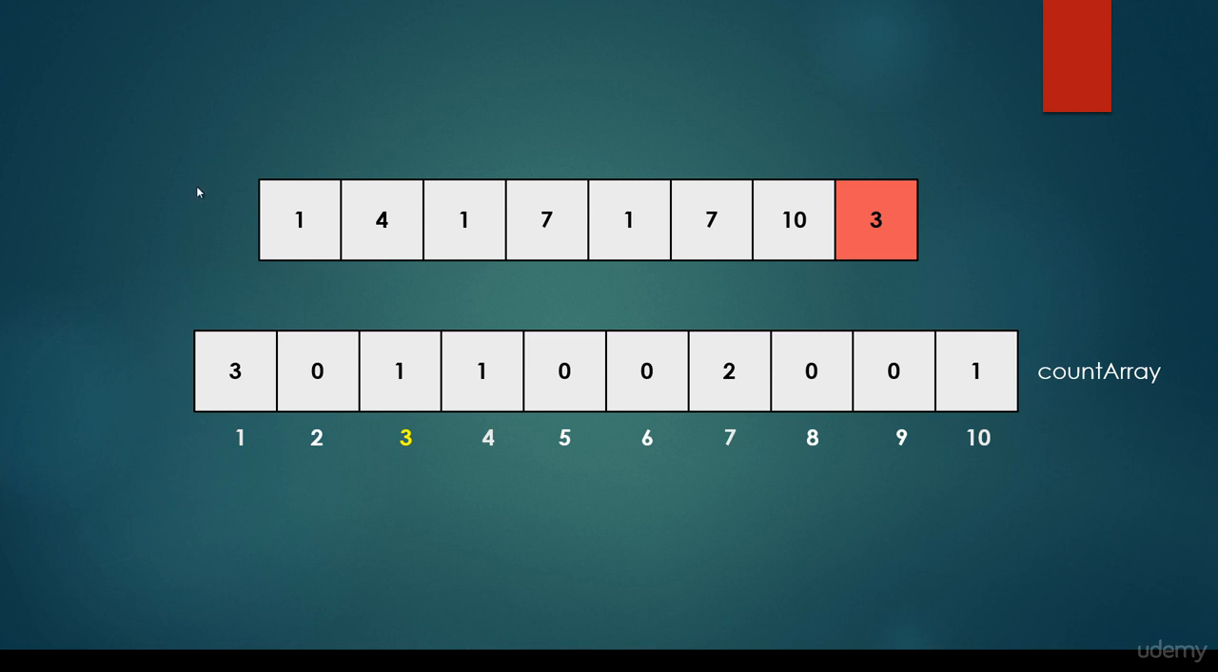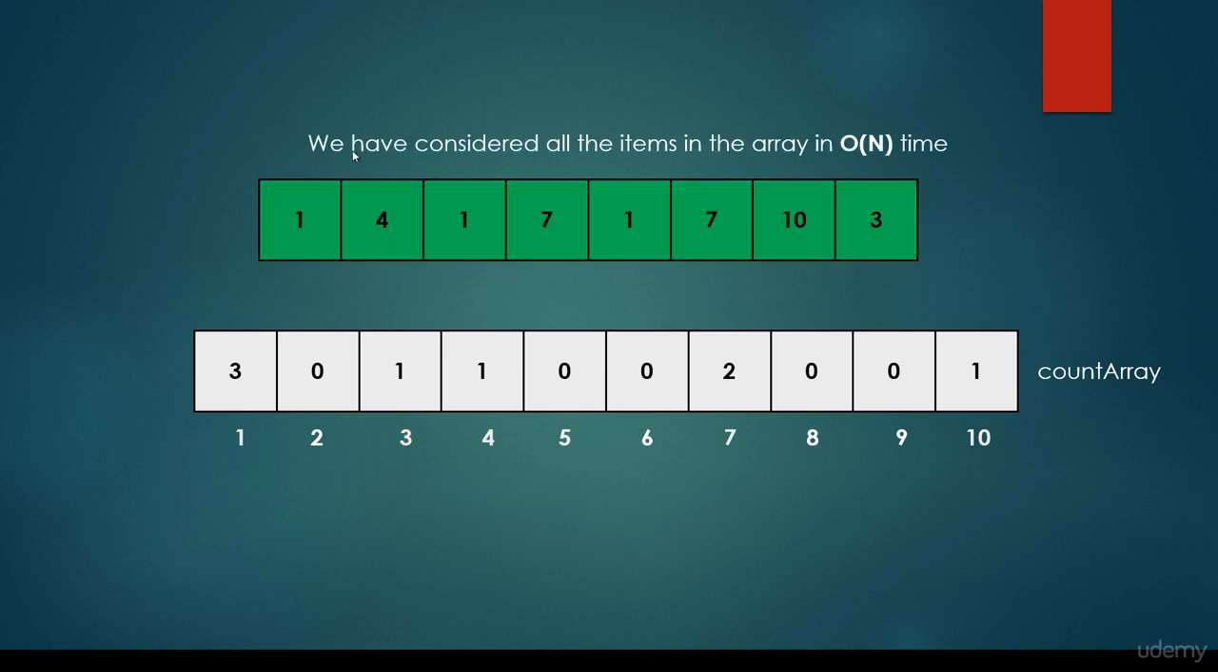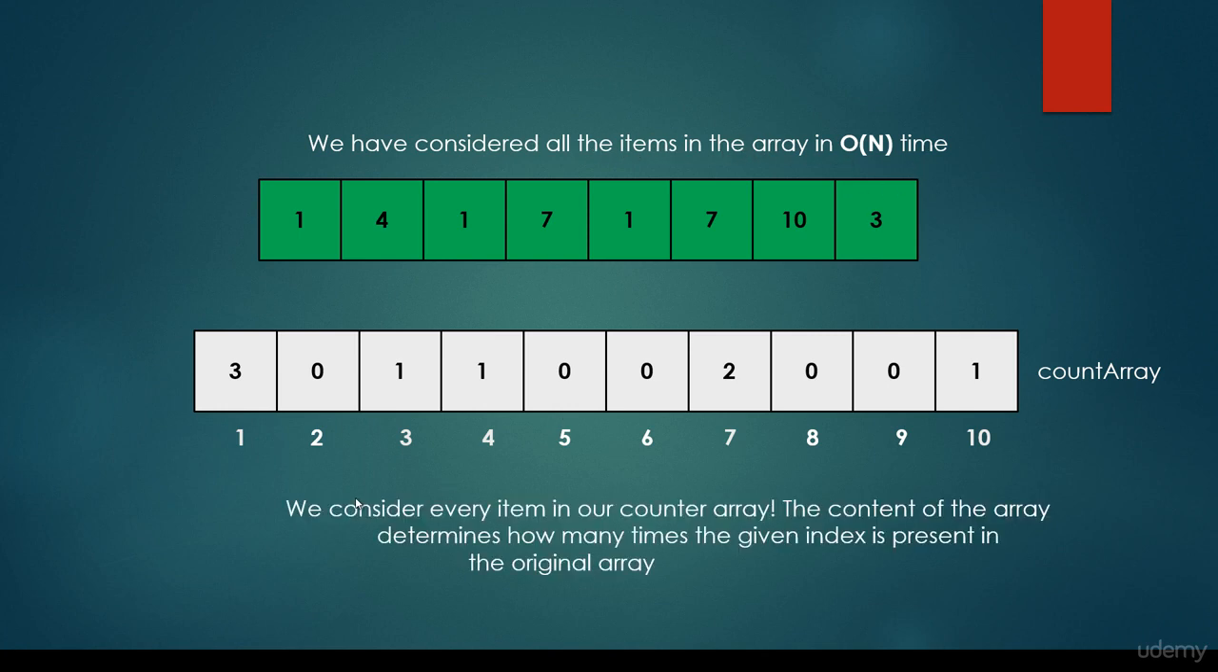So as you can see, we have to iterate through the original array once. It's going to take O(n) linear time complexity, where n is the number of items in the original array. Then we have to iterate through the counter array, which is going to take O(k) running time, and k is the number of items, so the maximum minus the minimum plus 1. Okay, so we have considered all the items in the array in O(n) time.